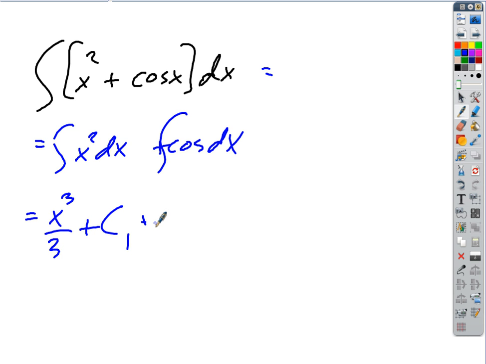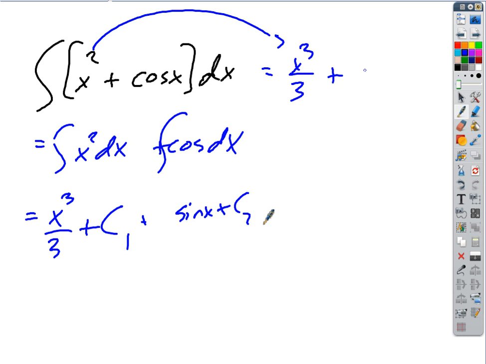We know that the first answer is going to be x cubed over 3. Now, what do we get from this one? Sin x plus some constant, but we don't care because we're just going to lump those into one big constant at the end anyway. So forget it, you'll never do it this way. This is how you'll do it.